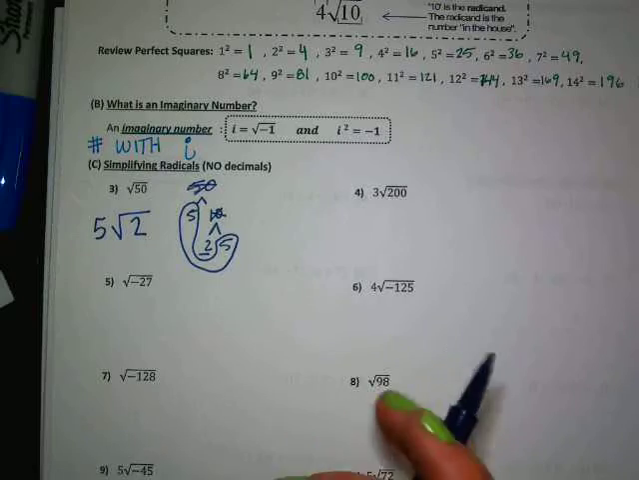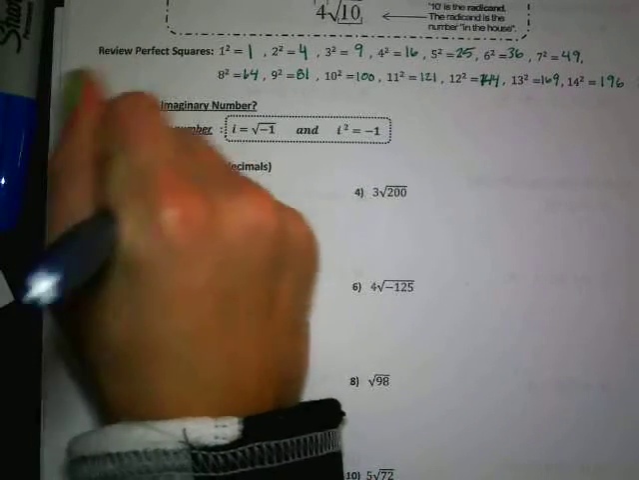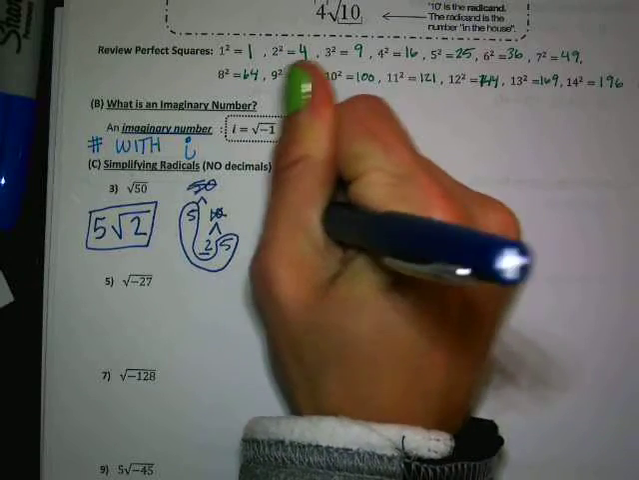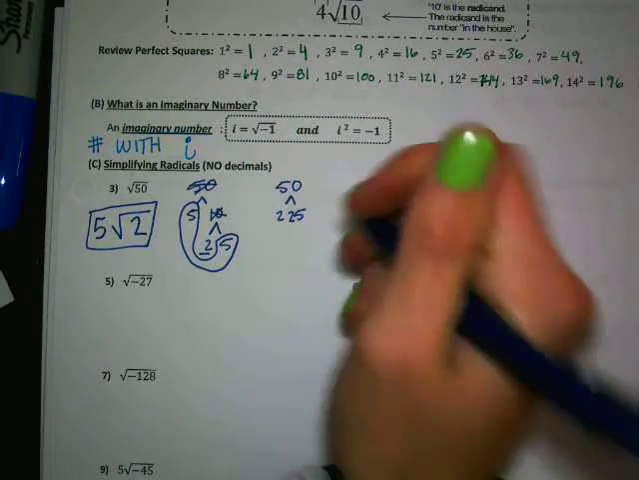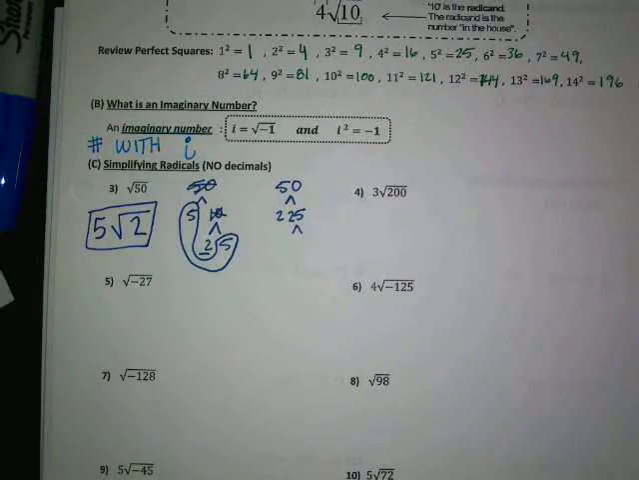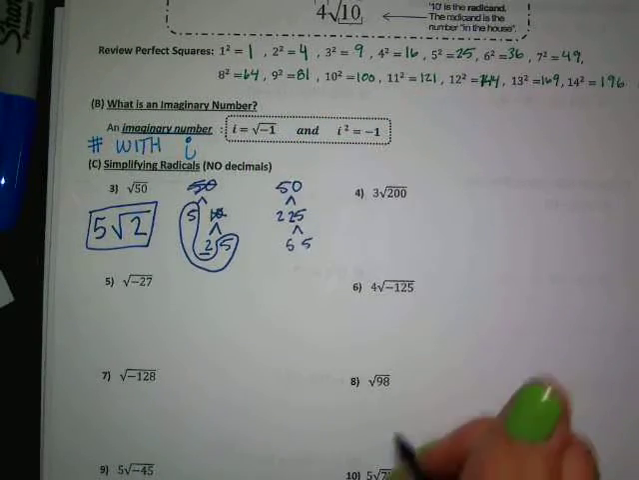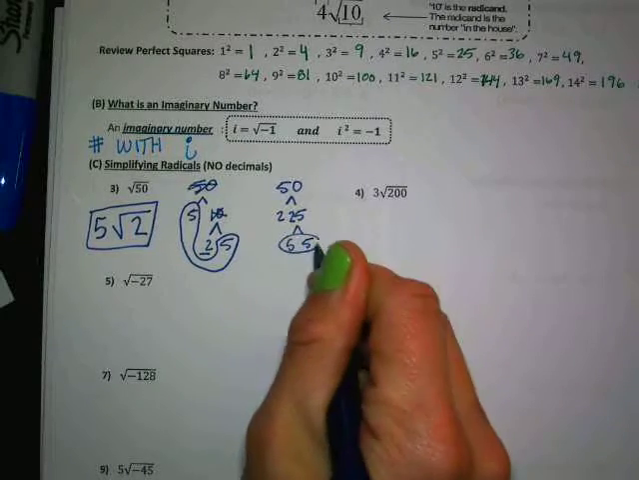You do 25 and 2. So if you did 2 and 25, and then 25 breaks down to 5 and 5, then you have a pair of 5s, and the 2 is still left over.